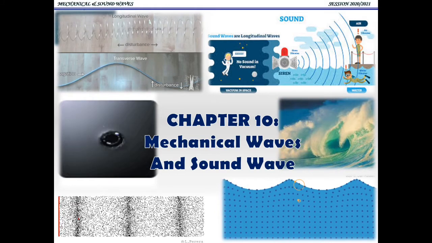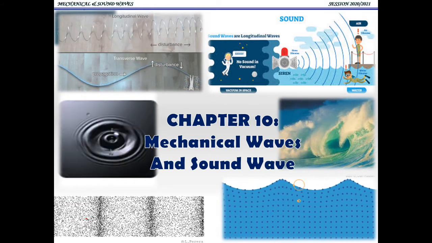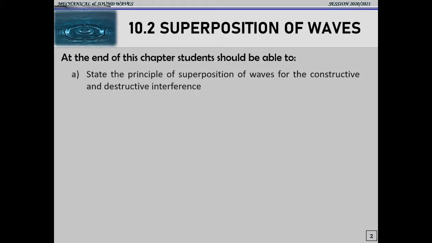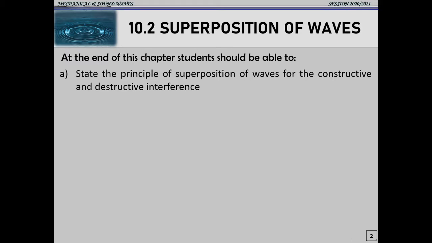Chapter 10 Mechanical Waves and Sound Wave. 10.2 Superposition of Waves. At the end of this chapter, students should be able to state the principle of superposition of waves for the constructive and destructive interference, discuss progressive waves and stationary waves.